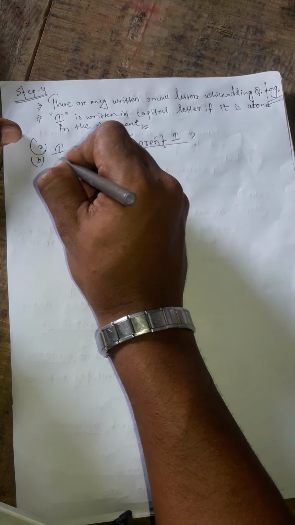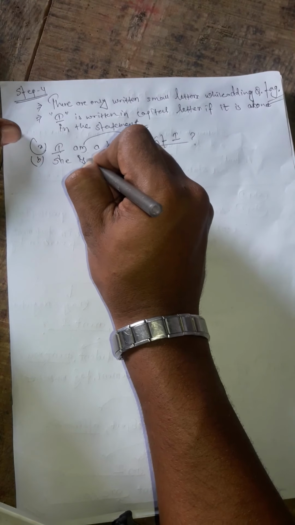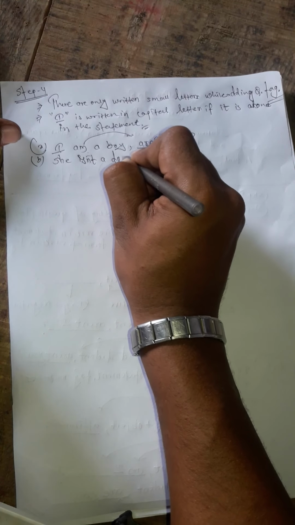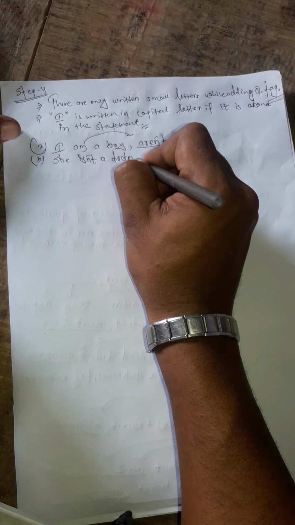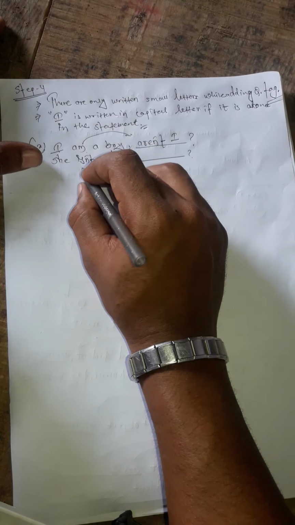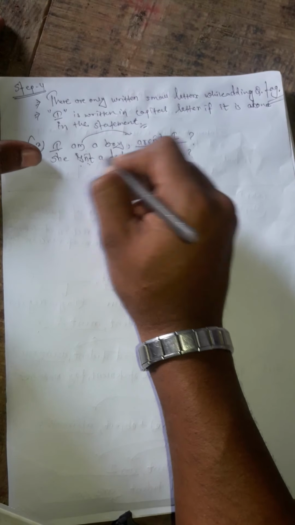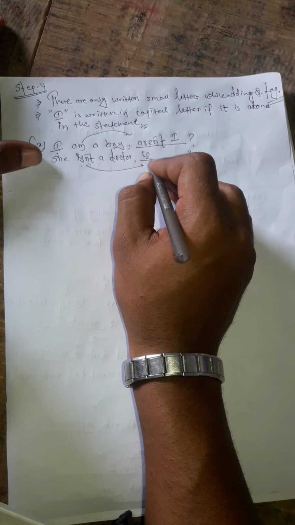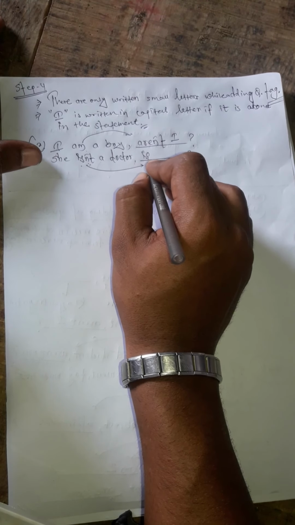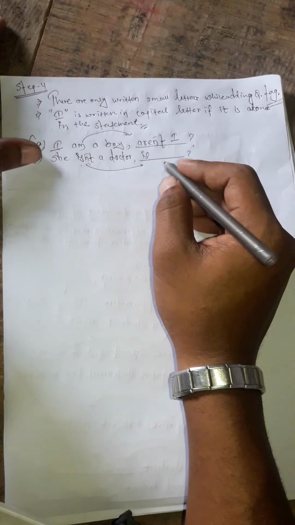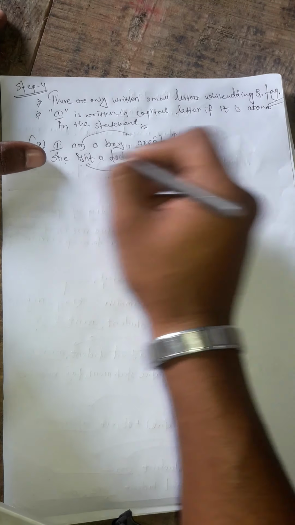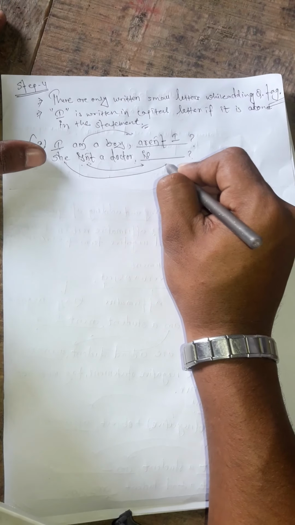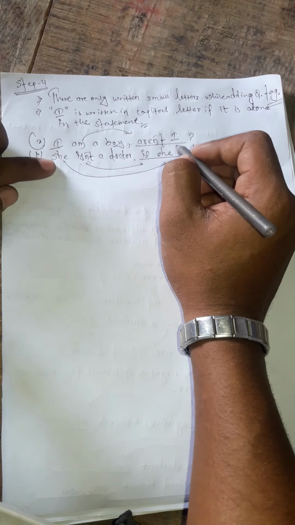Example B. She isn't a doctor. You can also say doctoress. It does not matter. She isn't a doctor. Isn't is negative. Then you have to change it into affirmative. Is not, it is negative. You have to change it in affirmative. And she is written the same because it is a pronoun.